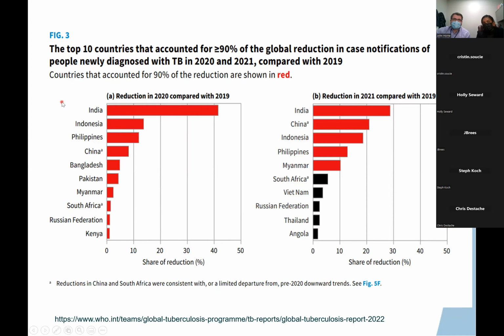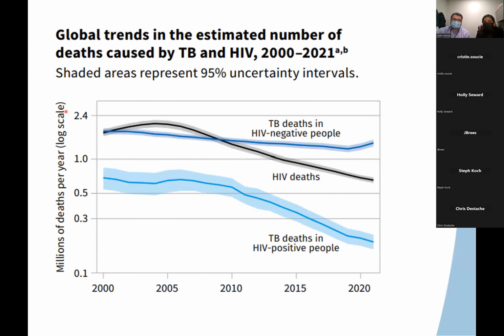And this graph again shows the top 10 countries that account for more than 90% of the global reduction in case notifications. The first graph is 2020 compared to 2019, and the other graph is the reduction in 2021 compared to 2019. Before 2019, we had a lot of good reduction in a lot of countries. That slowed a little bit, but they're still progressing. I still think it's positive. It's slowed down a little bit, but they're still continuing to do better. So we just have to make sure right now we work harder to overcome that COVID-19 pandemic effect.